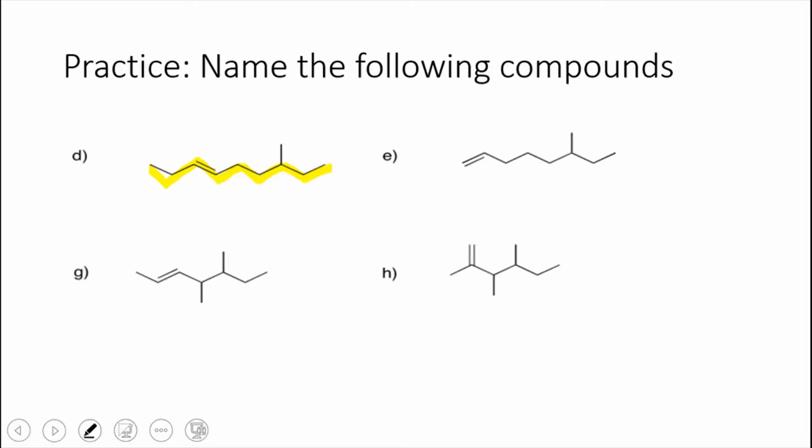Remember, regardless of where the substituents are, we have to allow the double bond to have the lowest possible position number. And therefore, if we start numbering the chain from this end, and that is carbon number 1, that means that the double bond is going to have a position at number 3. Let me fix that a little bit here.